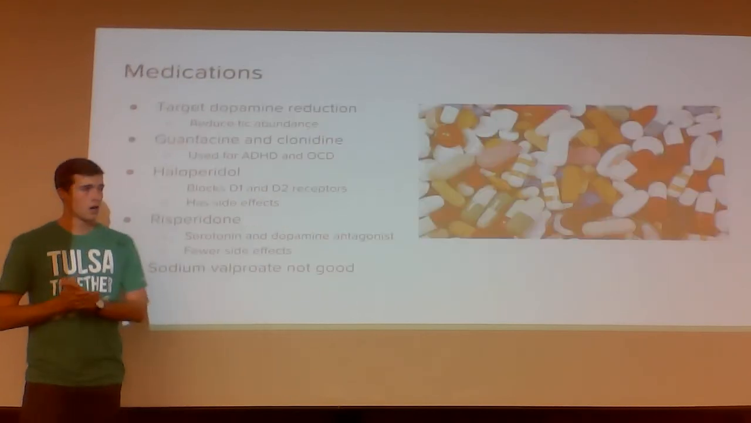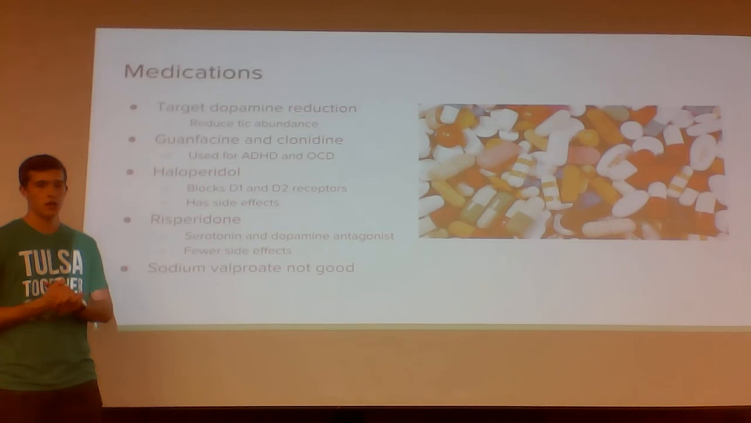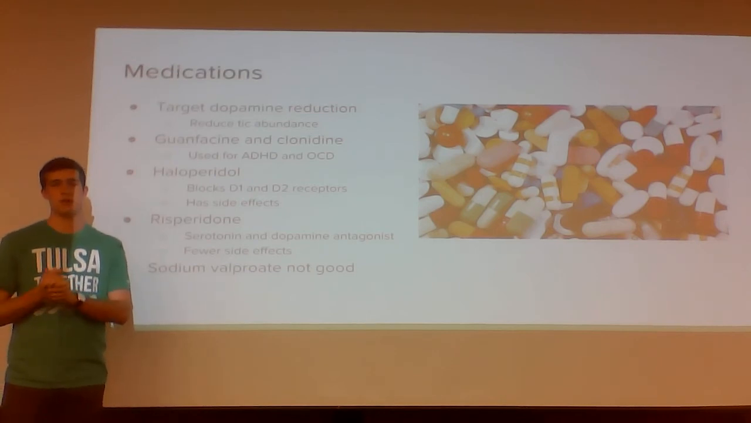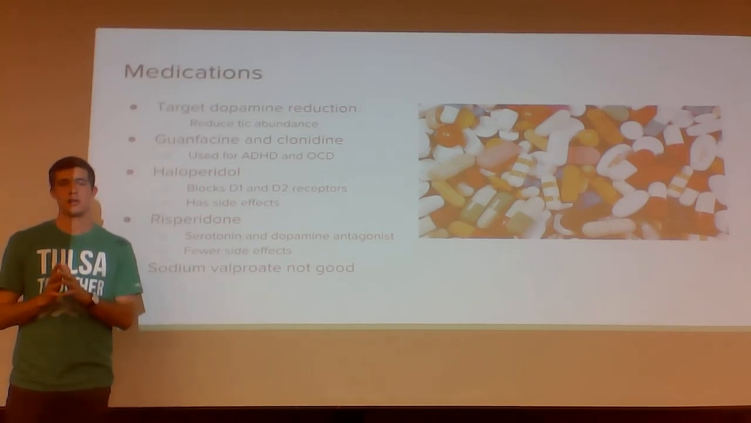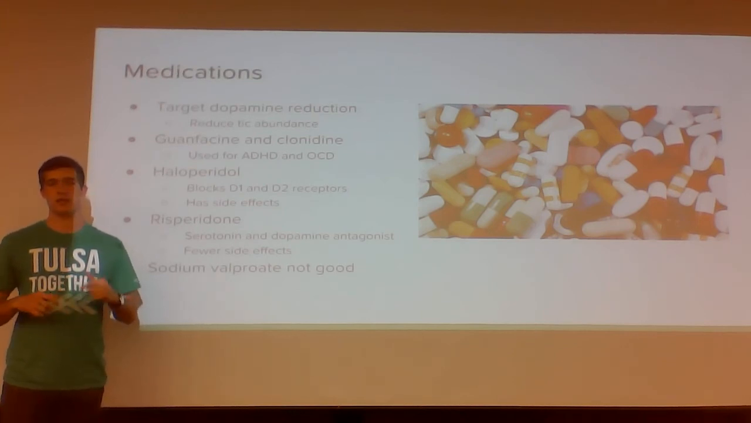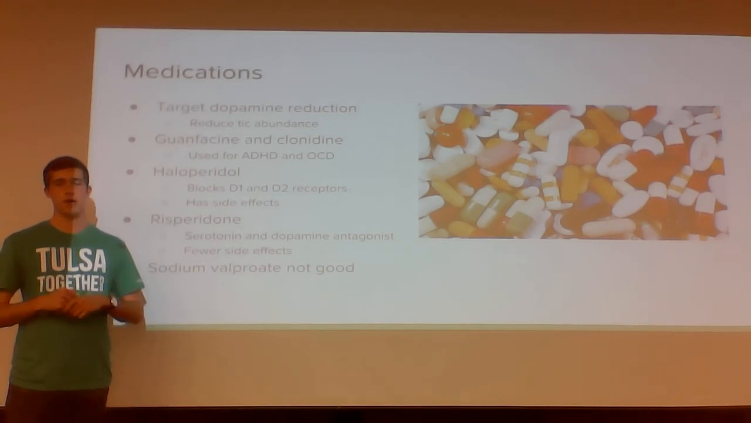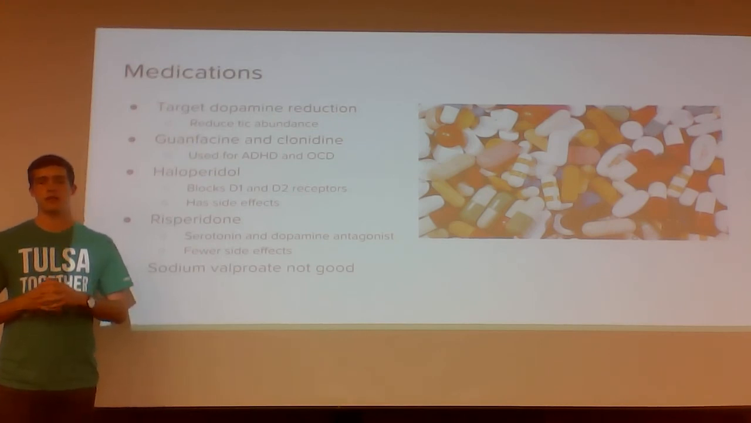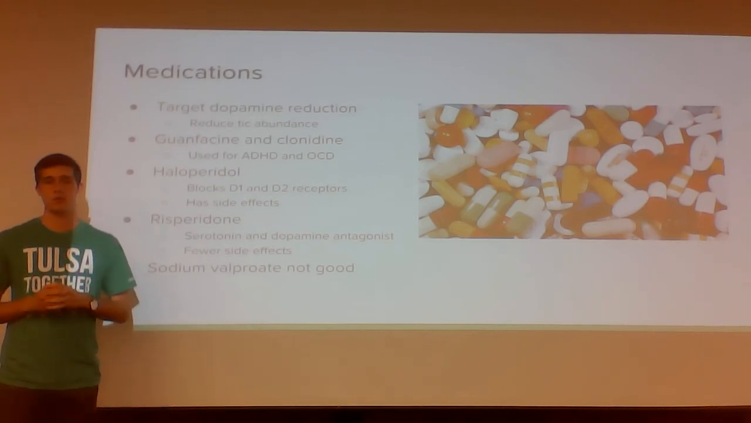Second category for treatment is medications. The main medications for this are for treating the amount of dopamine. As Blake was talking about, the dopamine levels definitely influence how many tics occur. And so the main medication approaches attempt to somehow stop the production of dopamine or inhibit the receptors of some kind, or block the receptors.